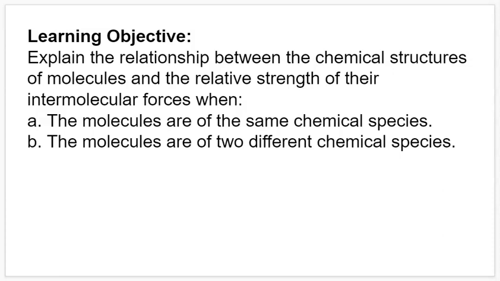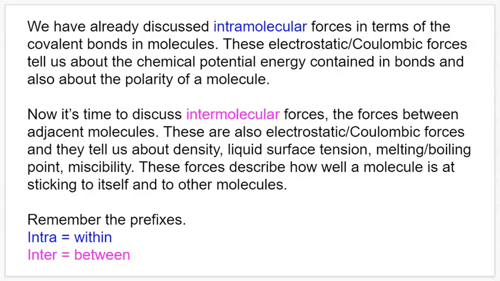different chemical species. So we've talked a lot before about intramolecular forces, and we've talked about these mainly in terms of the covalent bonds in molecules, which are electrostatic or Coulombic forces. Electrostatic is just sort of a fancy word for describing the force between two charged particles at set distances from each other. And these forces are really important because they tell us about the chemical potential energy contained within the bonds and also the polarity of the molecule, how much the electrons are being moved towards one side of the bond, creating an asymmetrical distribution of electrons.